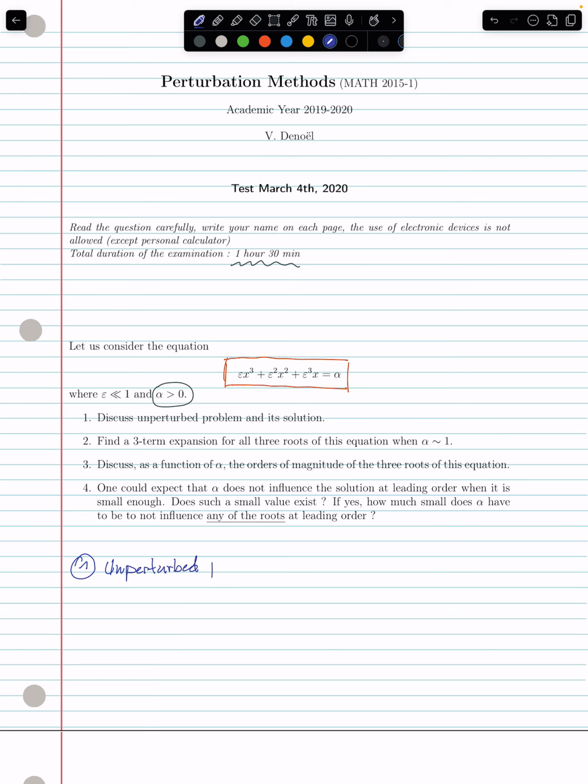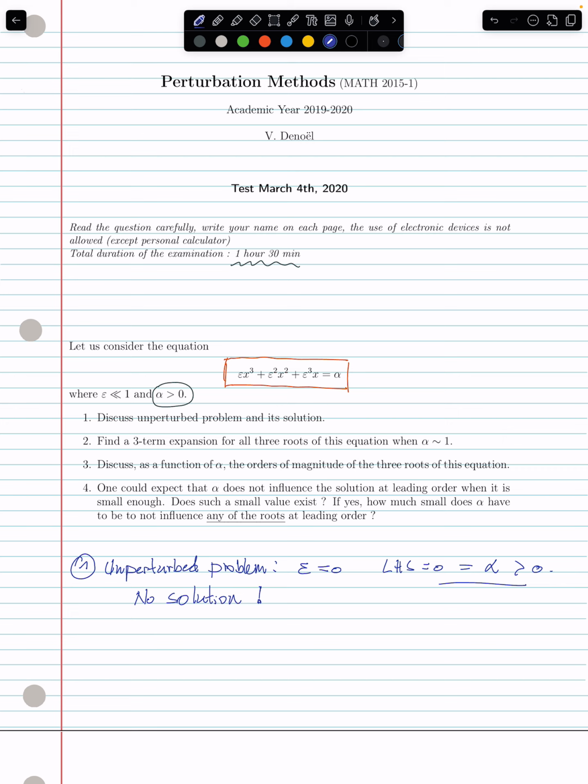Okay, this is every time where we need to start. You just replace epsilon by 0. Beautiful. The left-hand side is equal to 0. Beautiful or not, I don't know. But you see that the unperturbed problem actually is 0 equal to alpha. And alpha is a strictly positive number. Okay, what does it mean? It means that there is no solution in the unperturbed problem.